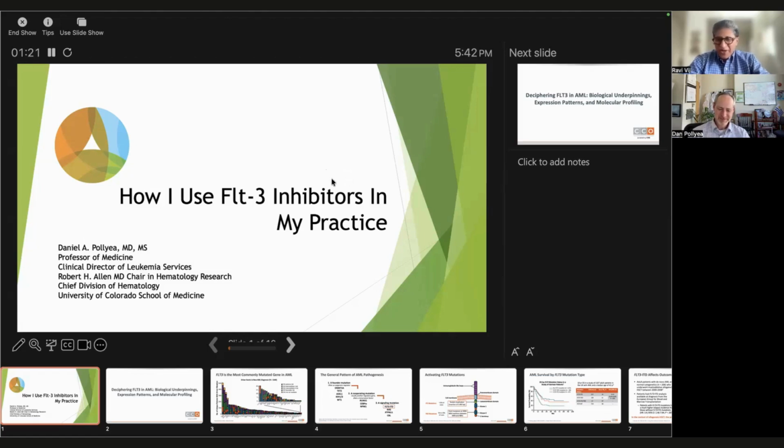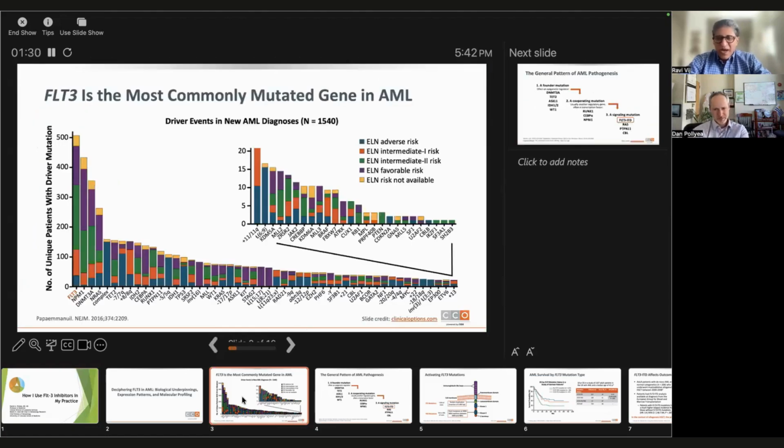So what we're going to talk about is FLT3 inhibitors. So let's get started. First, for the audience, how common is FLT3 mutation?